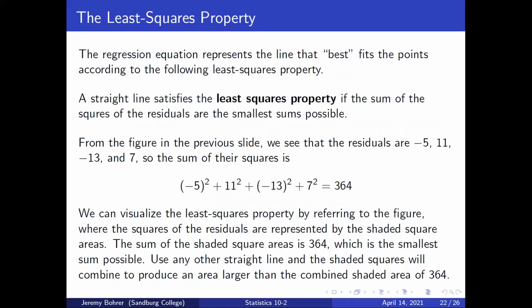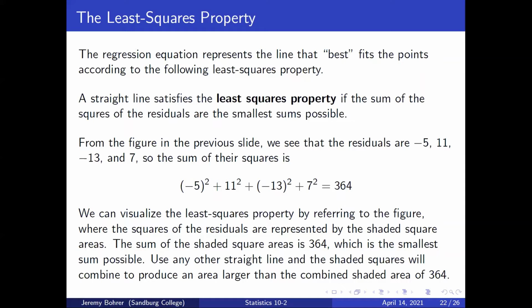The regression equation represents the line that best fits the points according to the following least squares property. A straight line satisfies the least squares property if the sum of the squares of the residuals is the smallest sum possible. From the figure in the previous slide, we see that the residuals are negative 5, 11, negative 13, and 7. So the sum of their squares is negative 5 squared plus 11 squared plus negative 13 squared plus 7 squared equals 364.